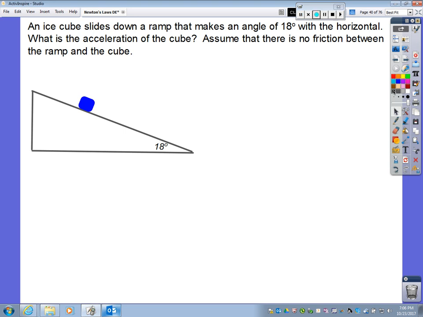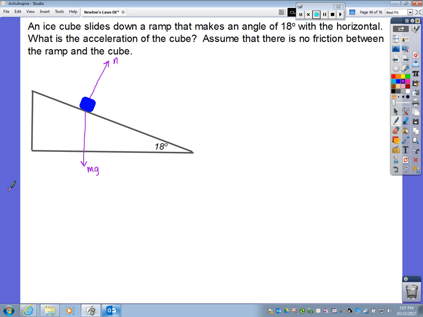Let's look at the forces on the ice cube. I'm going to go ahead and draw them right on the picture here. We have gravity pulling straight down, and we have normal force. And remember, the normal force has to be perpendicular or normal to the surface. Those are the only two forces we have. There's no friction, nothing pulling or pushing, no tension, just the two forces.